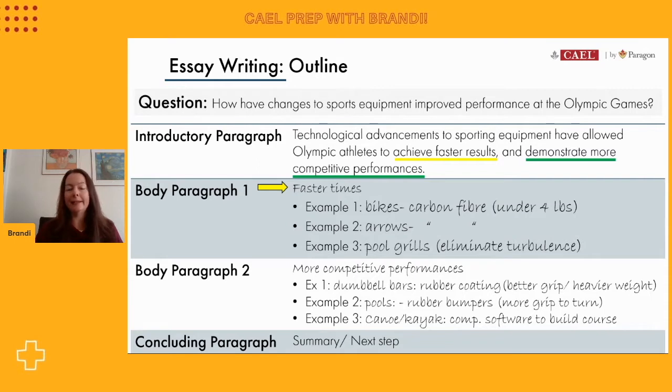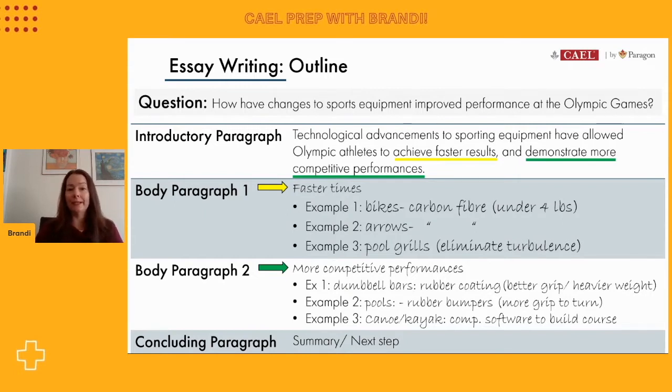The second guiding idea in green in the introduction there is about the competitive performances. So because it's a brand new idea, it's completely different than faster times, we have to start a new paragraph. So demonstrating competitive performances then becomes the topic of this second body paragraph. And those 3 specific examples that you see there came again right out of that reading passage to show how this innovation can help athletes push their performance to the next level.